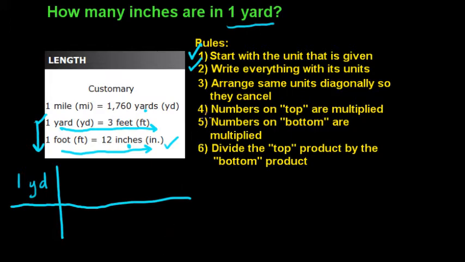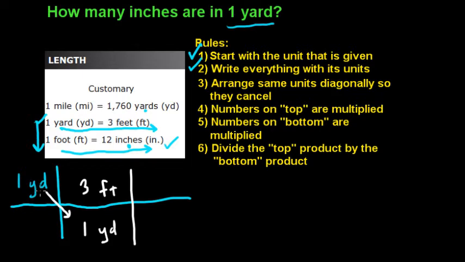Now that you have the rules in front of you, we're going to arrange the same units diagonally so they cancel. We have yards right here, so we write that unit again diagonally, yards. Let's look at our chart to figure out what goes on top. We go from yards to feet, so we put feet right here. As far as numbers, we write in what the chart says: 1 yard equals 3 feet. So I put 1 by the yards and 3 by the feet.